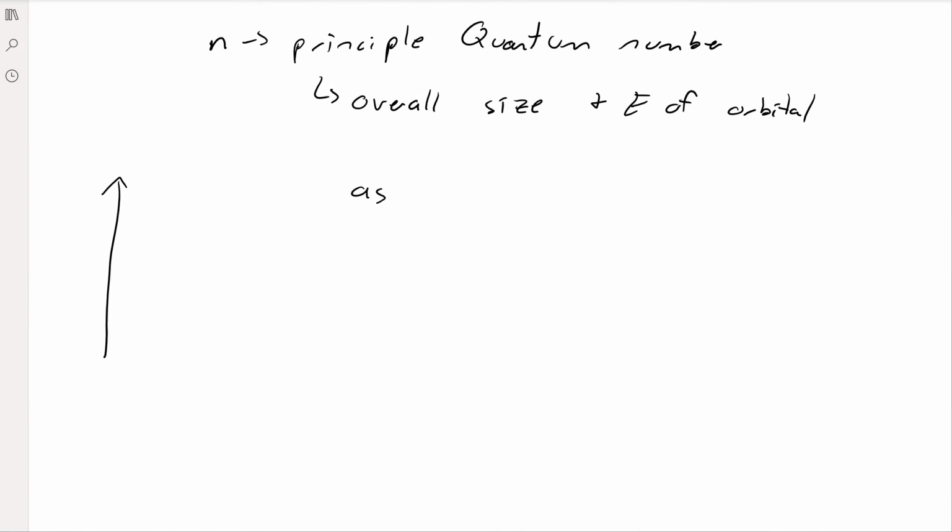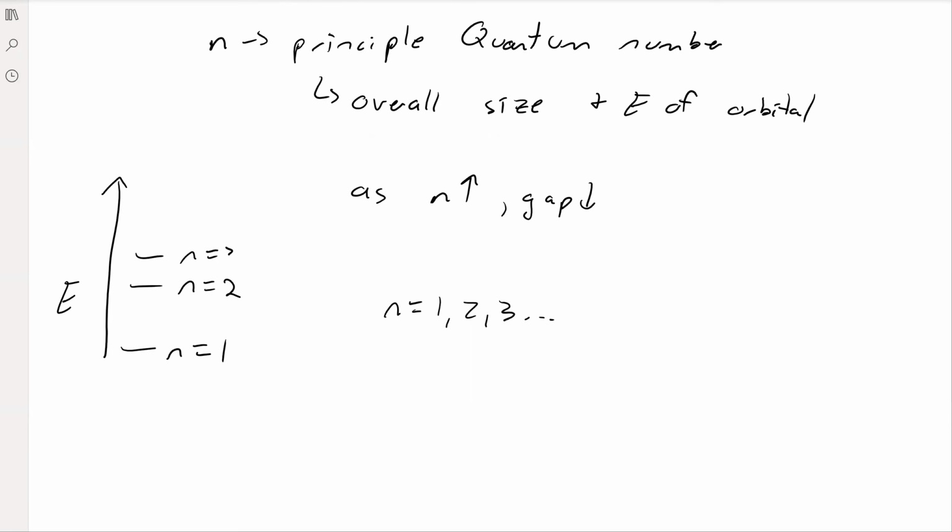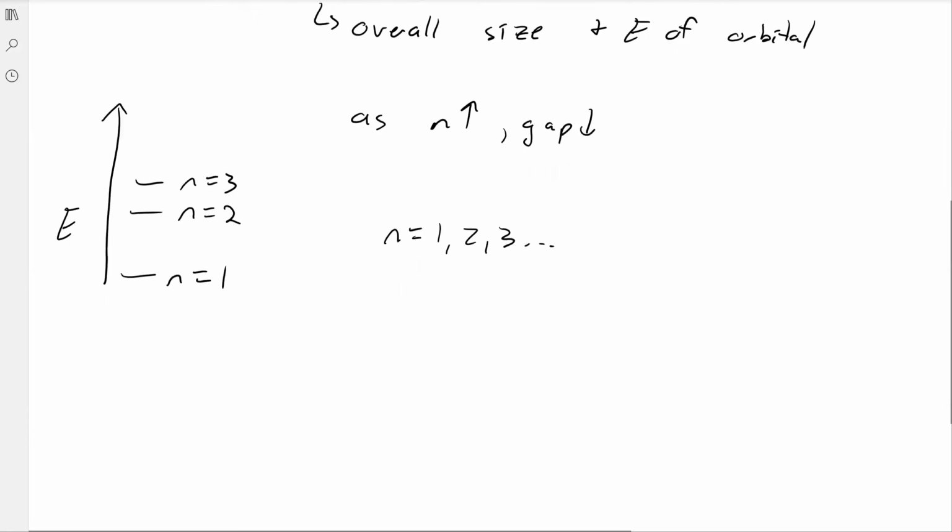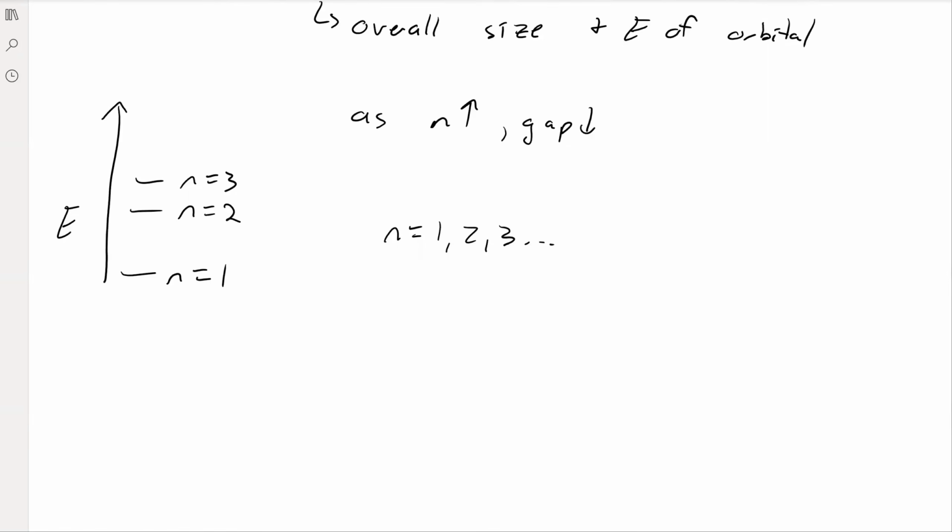So we start off with n equaling 1. n is not allowed to equal 0. So n can equal 1, 2, 3, so on and so forth. And then as n increases, the gap between n's decreases. So for example, if n equals 1 is all the way down here, n equals 2 we could put up here, n equals 3, the gap between 2 and 3 will be smaller than what was between 1 and 2, and then so on and so forth. So it tells us the overall size and energy of the orbital. So for something like an n equals 1 shell, it's going to be relatively small. Something from an n equals 2 is going to be relatively bigger.